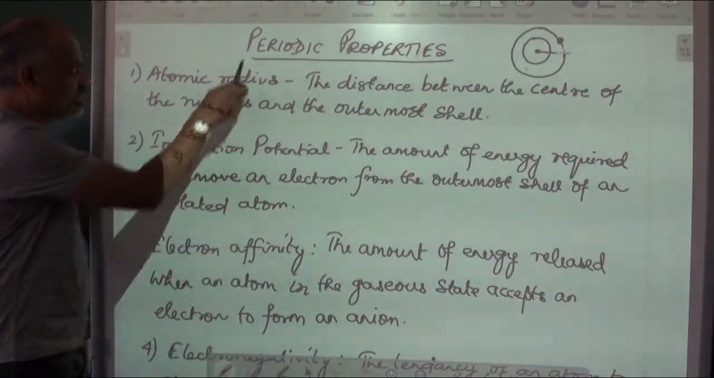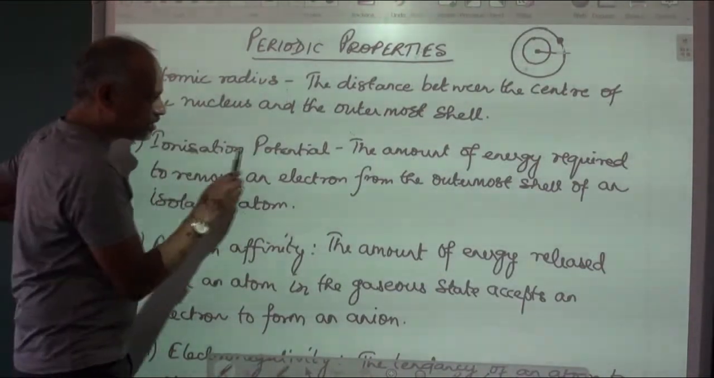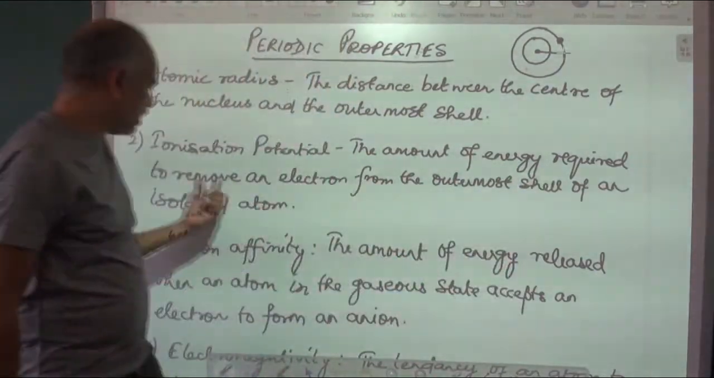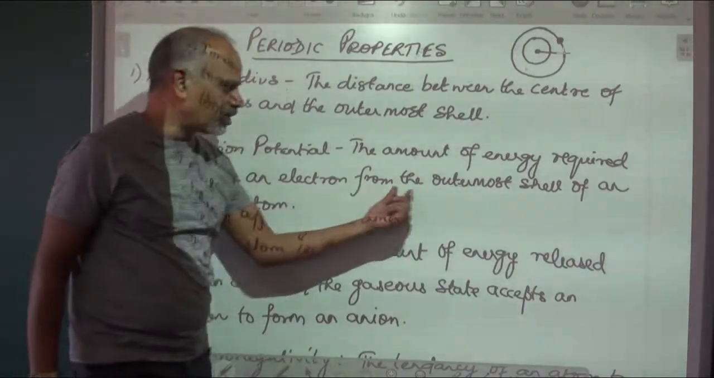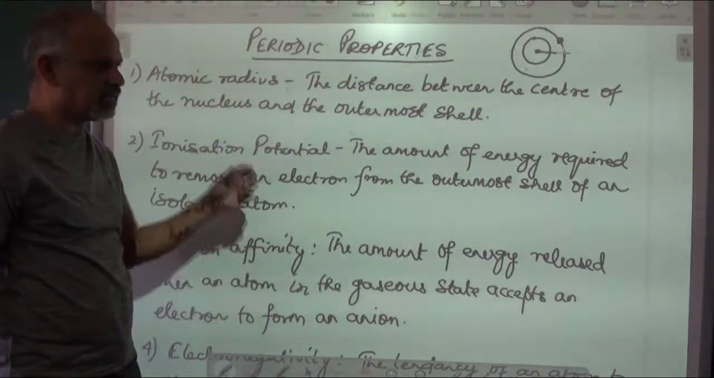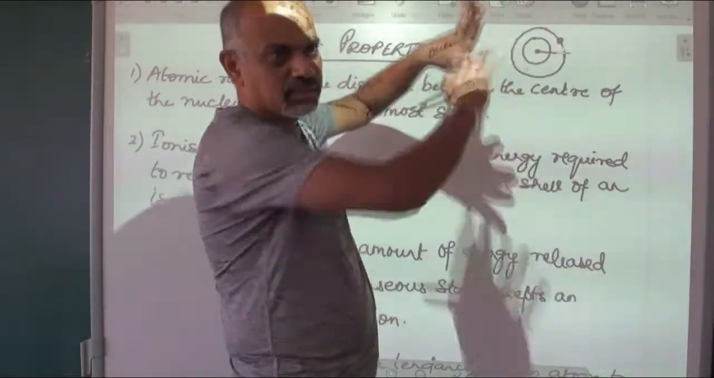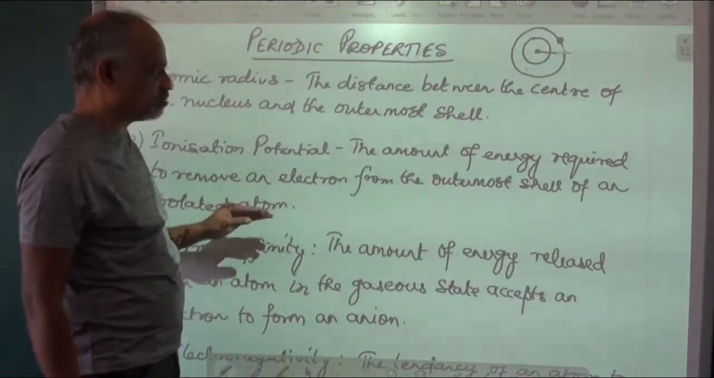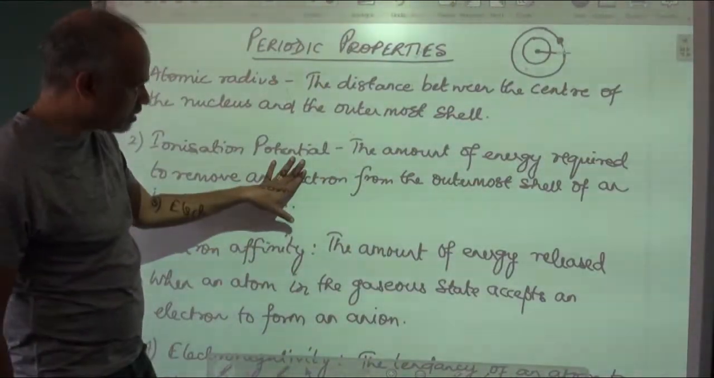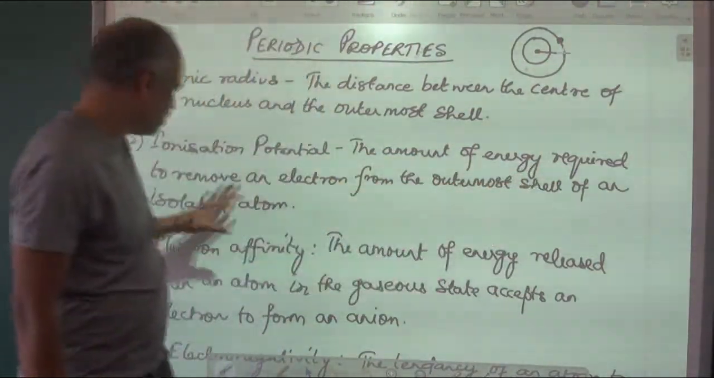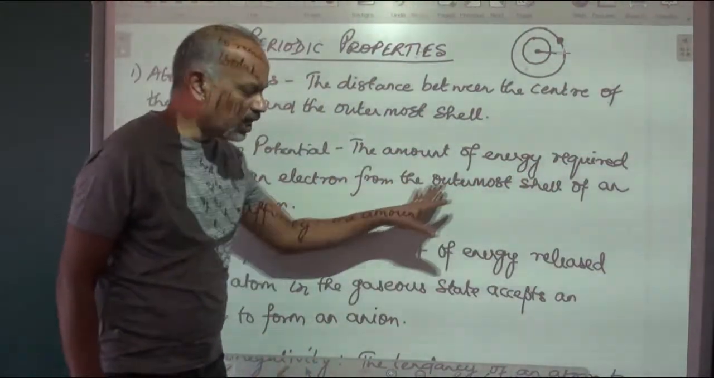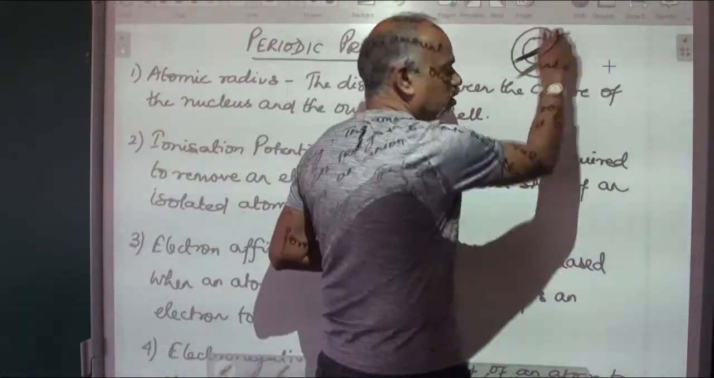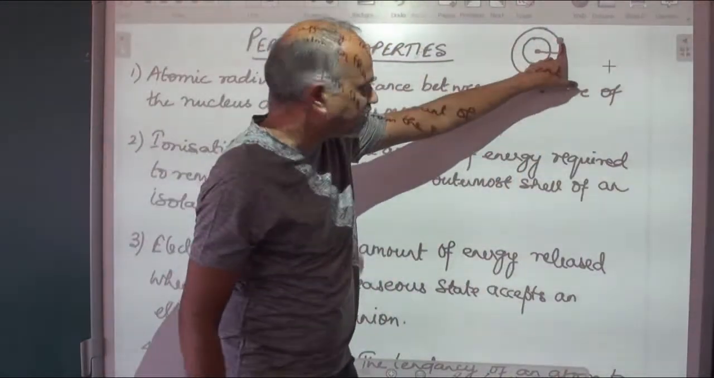The second periodic property is called ionization potential. This is the amount of energy required to remove an electron from the outermost shell of an isolated atom. Imagine this is an isolated atom. It's separate, not combined with anything. Ionization potential means the amount of energy required to remove an electron from the outermost shell. This is the outermost shell, and you can see there is an electron there.